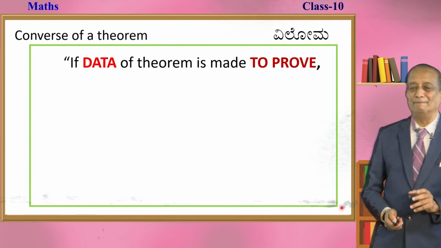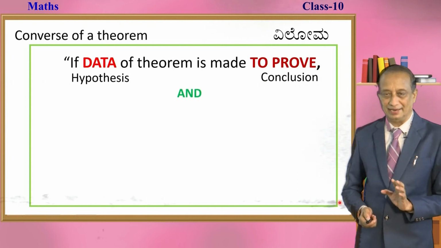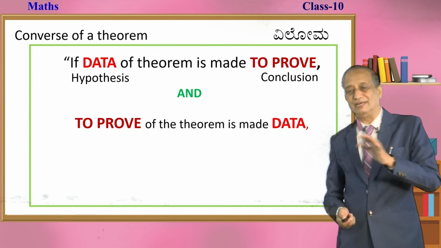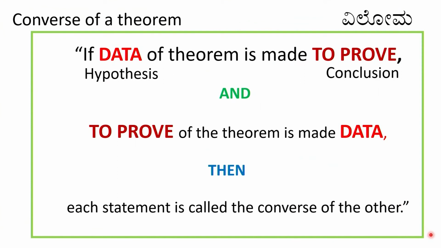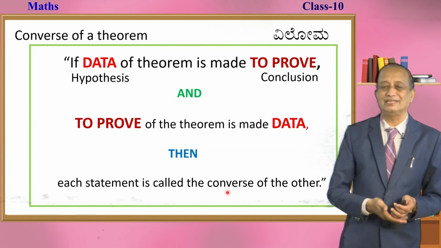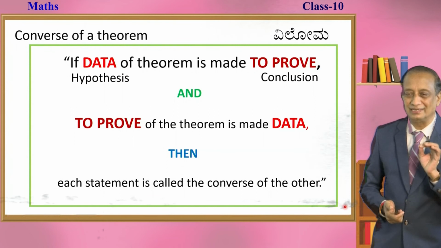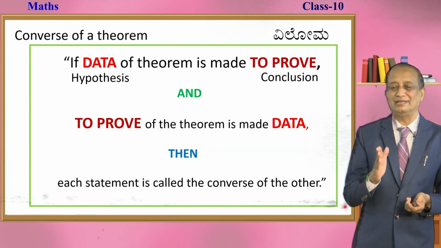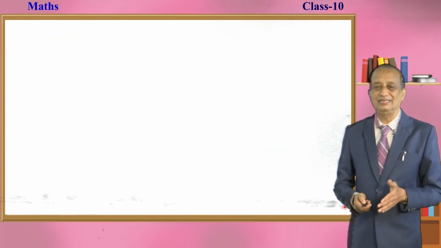If the data of a theorem is made the 'to prove', or the hypothesis of a theorem is made the conclusion, and the 'to prove' part of the theorem is made the data, then we call each statement the converse of the other. Every theorem, whatever theorem you take, will have two things: hypothesis, that is data, and whatever we want to conclude, that is called 'to prove'. Just interchange this. You make 'to prove' the data, then you get another important statement, and that is called the converse of the other statement. So, in geometry, if you do not follow the converse of a theorem, you are actually done with only 50% of the concept. So, please give importance to the converse of a theorem also.